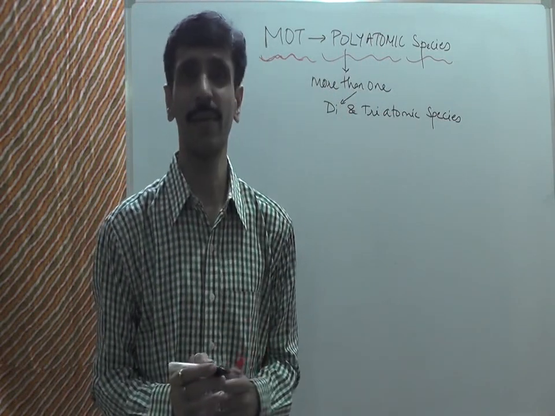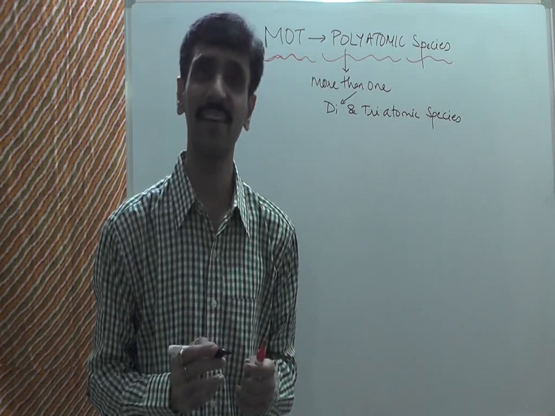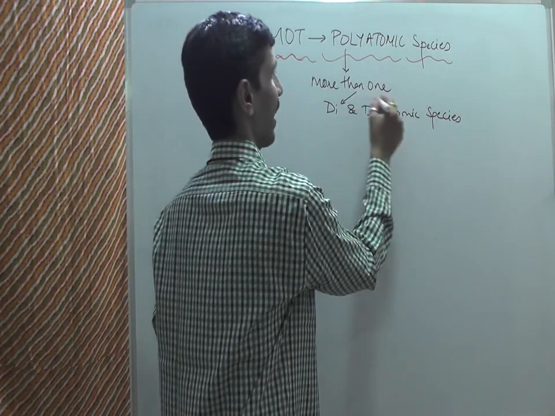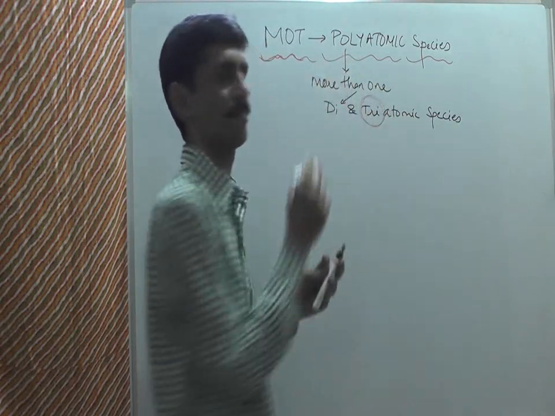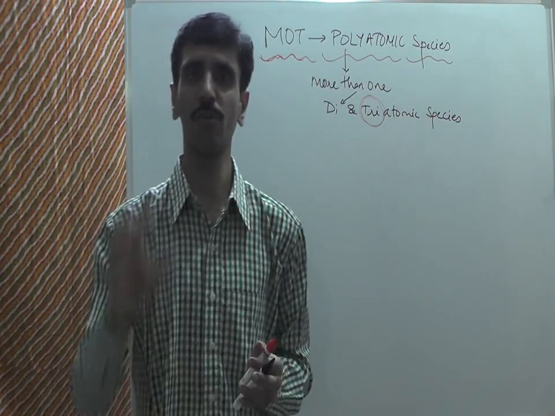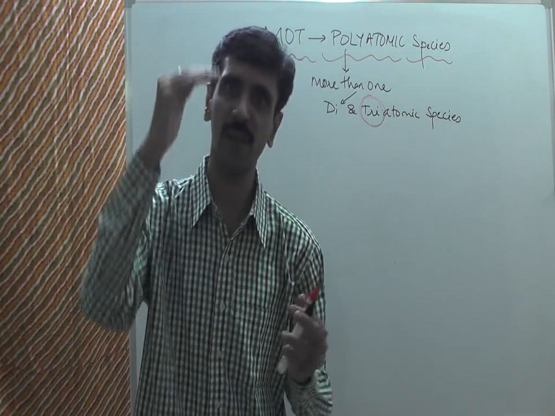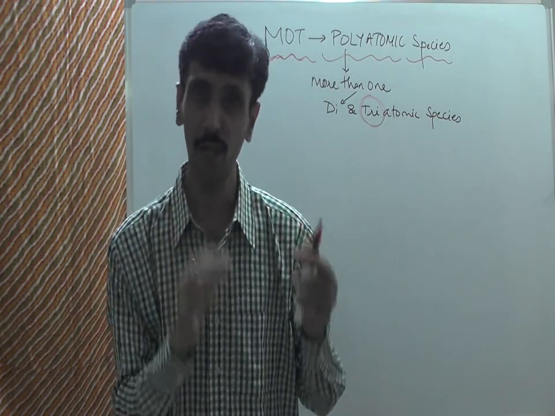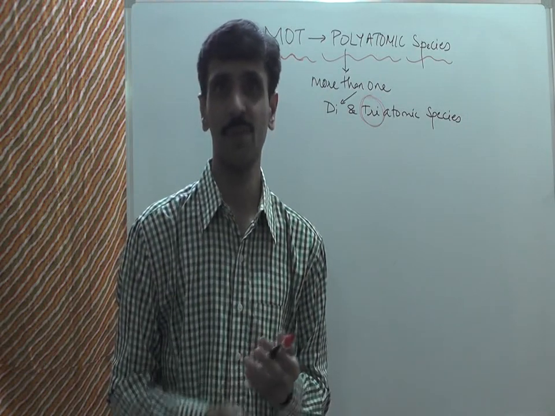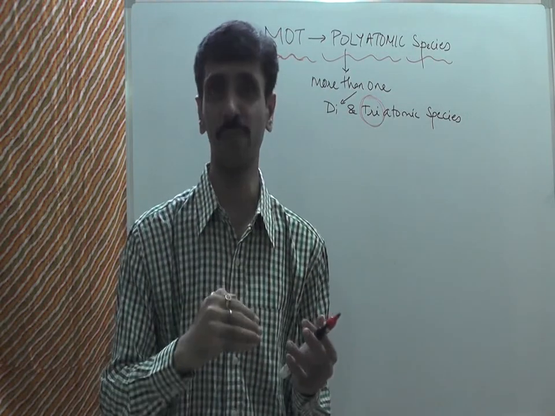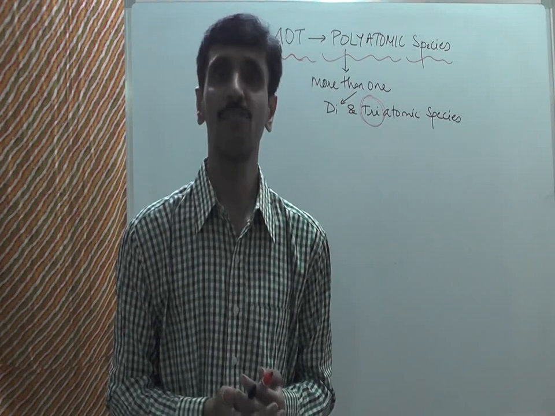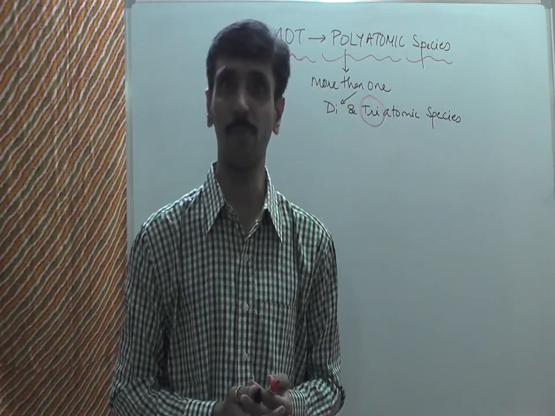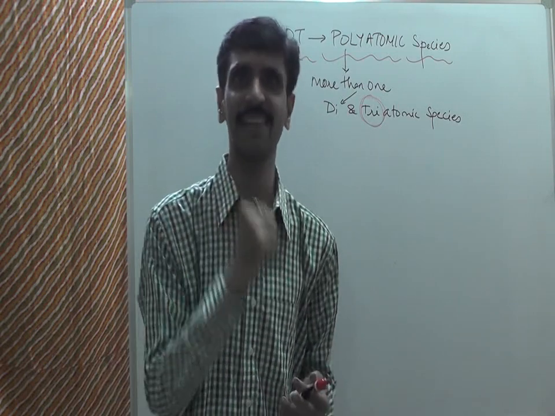So to begin with, let us first concentrate on the second aspect, and that is the triatomic species. There are some steps involved in the construction of the molecular orbital diagram, and there is a method also which is to be considered. So I'll explain step by step. The first step, I'll start with an example.